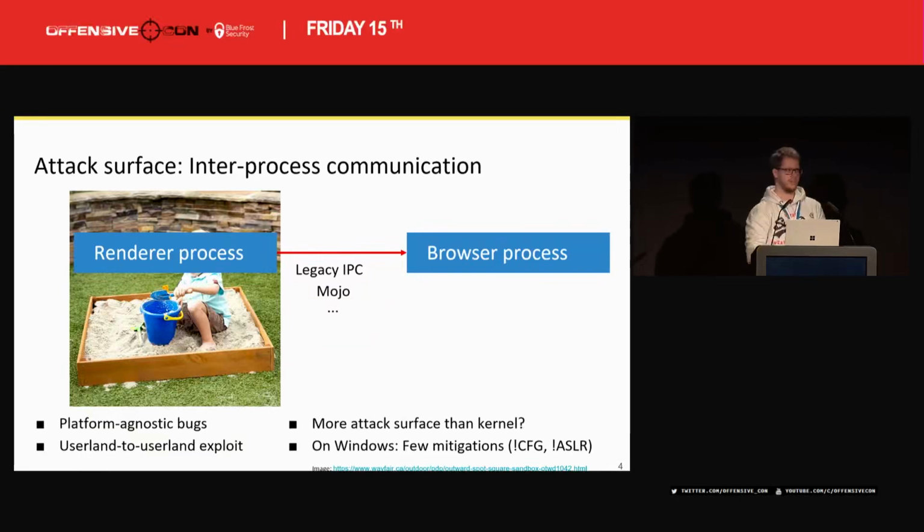And at least on Windows, it's important that from an exploitation perspective, we're exploiting userland to userland. That means, for example, that all the modules are loaded at the same address. So we don't have to concern ourselves with ASLR. We don't need extra infoleaks to break ASLR, at least on Windows. And also, there is no CFG, for example, which would be there in the kernel.